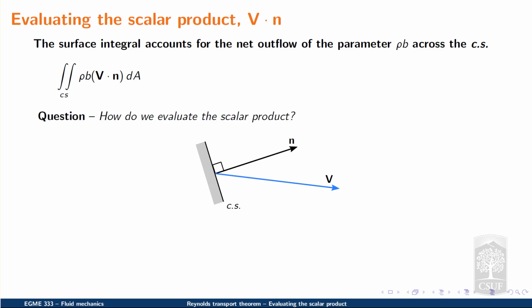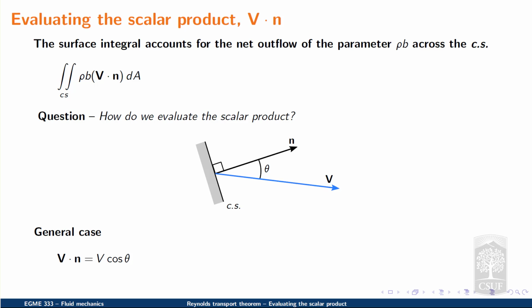Across the control surface, there could always exist some velocity vector, bold capital V, where its orientation does not necessarily have to match that of the unit normal. In fact, in general, we assume that there does exist an angle theta between the unit vector little n and the velocity vector capital bold V.